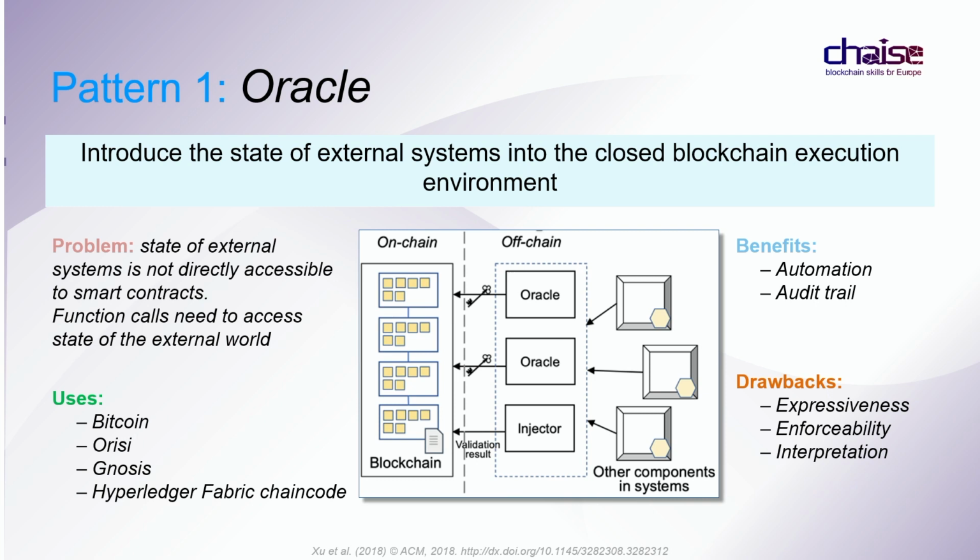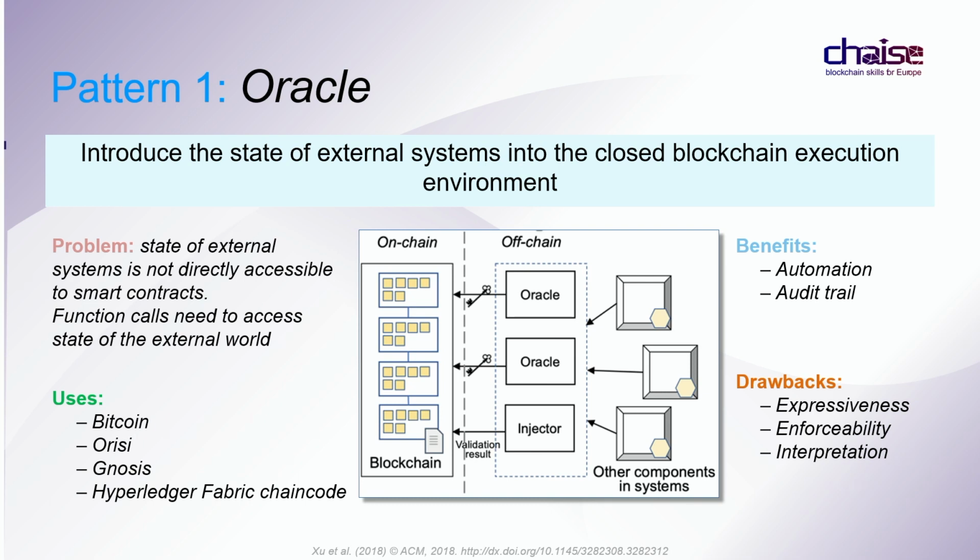Smart contracts running on a blockchain are pure functions by design. The state of external systems is not directly accessible to smart contracts. Yet, functions called in smart contracts sometimes need to access the state of the external world.